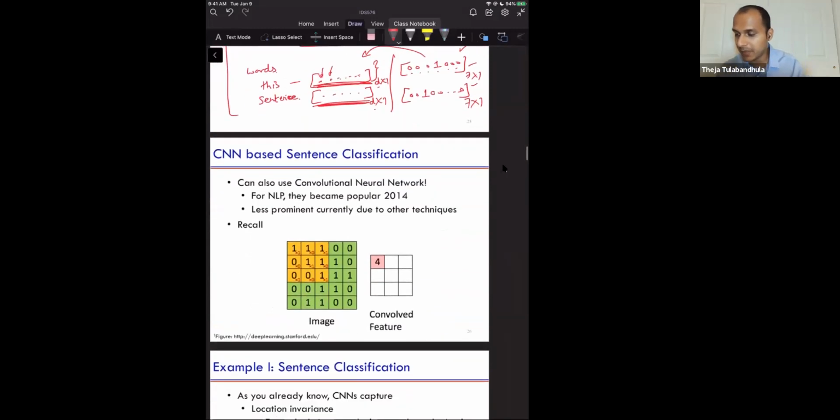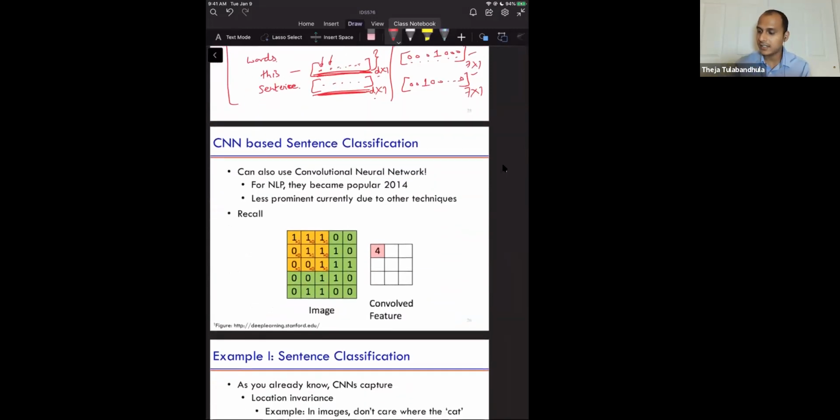So let's go to CNN-based sentence classification, because it's a little bit non-standard. In NLP, CNNs were first used effectively back in 2014, about half a decade ago. There are many methods to do sentence classification, from preliminary simplistic methods to many complicated methods, including some methods that we'll see not in this lecture but maybe next lecture.